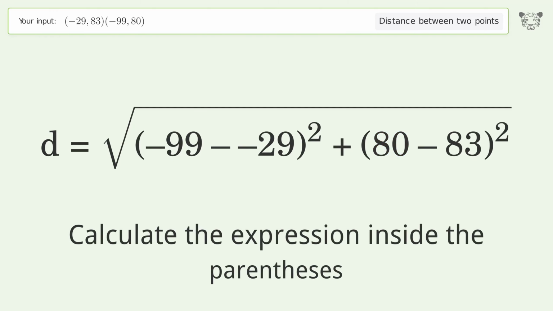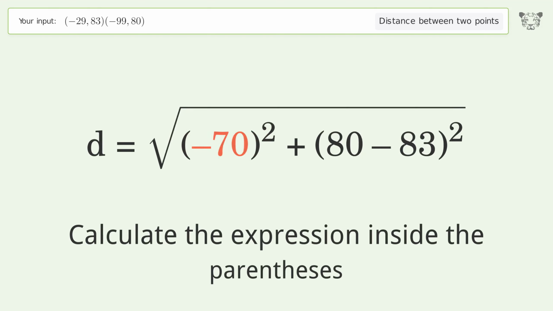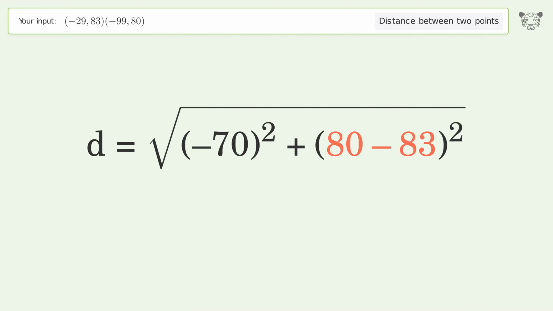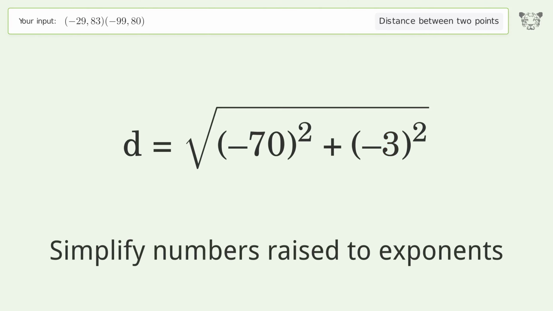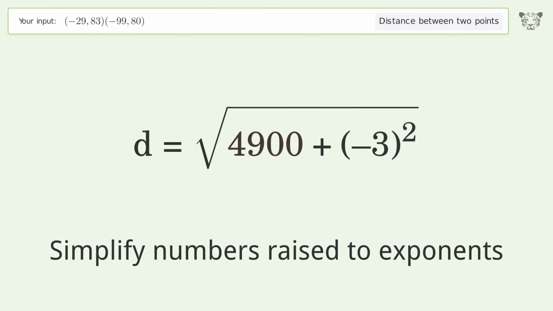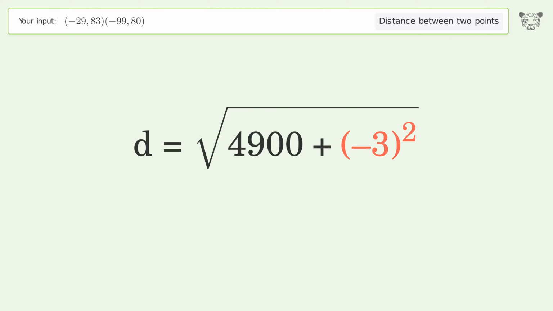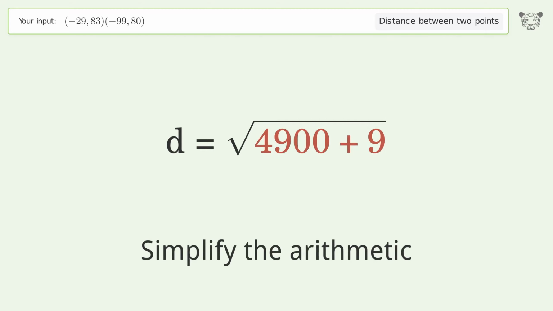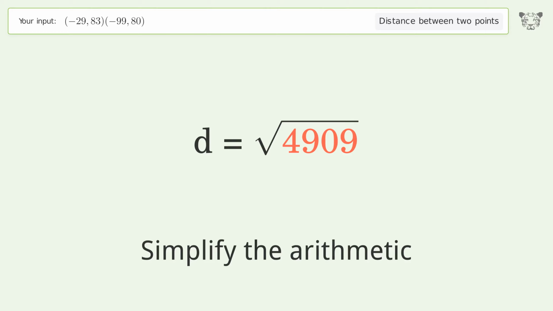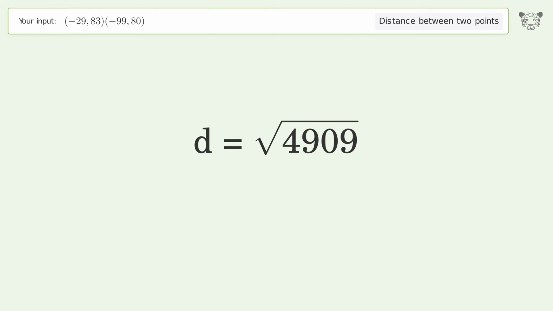Calculate the expression inside the parentheses. Simplify numbers raised to exponents. Simplify the arithmetic. And so the distance between the 2 points is the square root of 4,909, or 70.064.